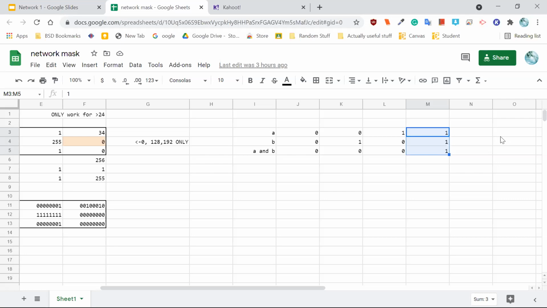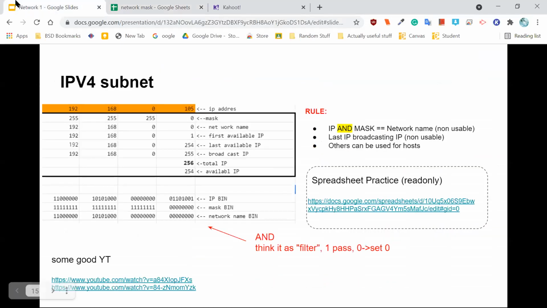Okay, so now go back to the main page. That is the official definition of the AND function. This is correct. But another way to think about it is that AND is a filter. If you look at the first row, it's the IP address in binary format. The second row is the mask. You can think of it as a filter.